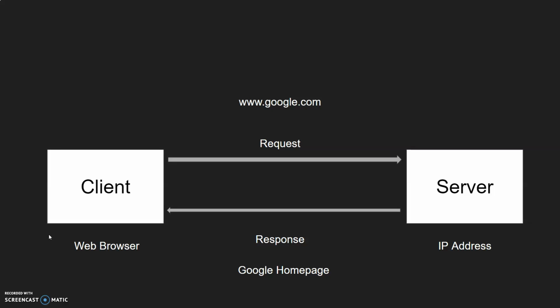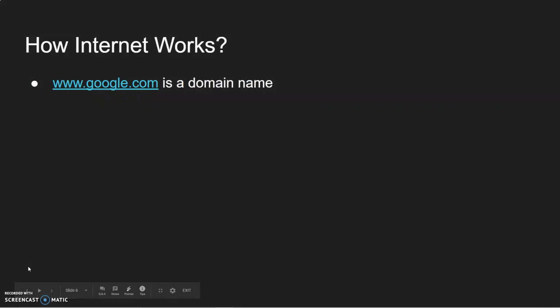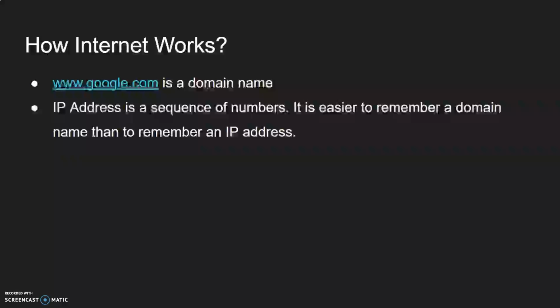So what else can we do? Let's understand what an IP address is. www.google.com is a domain name. This domain name is what we are actually requesting on a web browser, right? When we request the domain name, you see here the definition of IP address. An IP address is a sequence of numbers. So it is easier for us to remember a domain name rather than to remember an IP address.